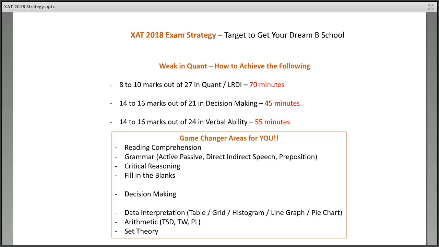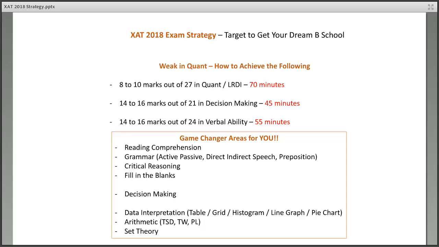Now, how do I maximize my score? If I have just cleared the cutoff of quant, then obviously I need the help of decision making and verbal ability to maximize my score. And hence, your aim in decision making section should be to get 14 to 16 marks, and similarly in verbal ability, you should be looking out for another 14 to 16 marks.